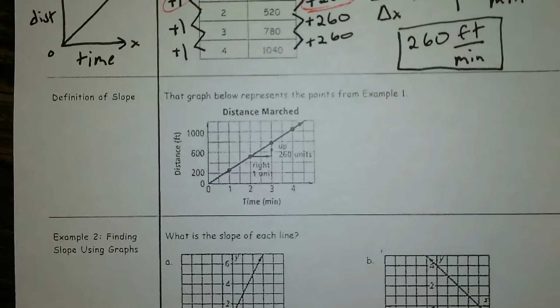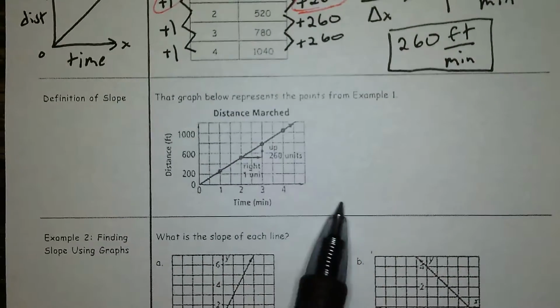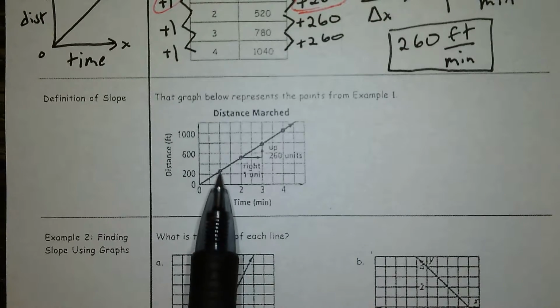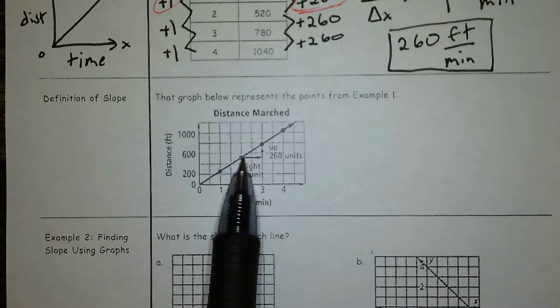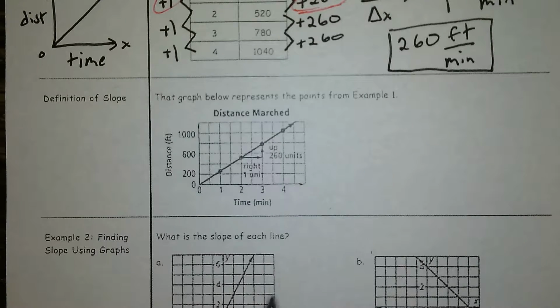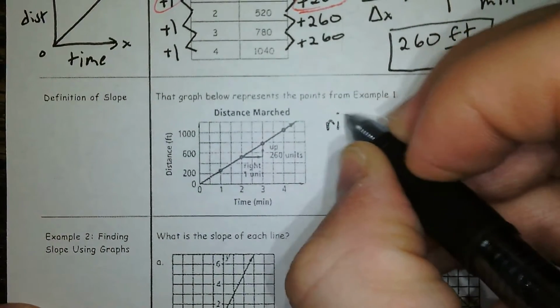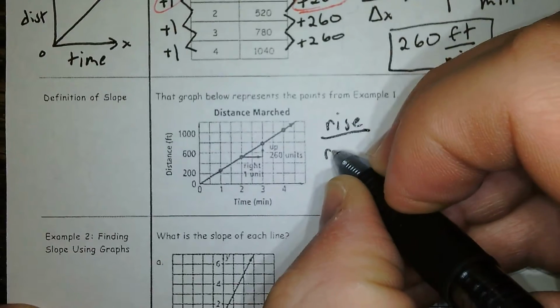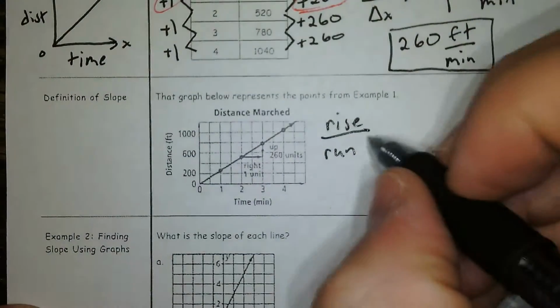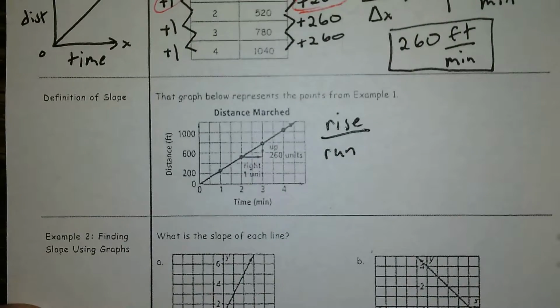So for instance, this graph below represents the points from example 1. So at 1 minute we're at 260, at 2 minutes we're at 520, at 3 minutes we're at 780, and at 4 minutes we're at 1040. So we can also find the rate of change from this. Now this is how we would do that. We would take the rise divided by the run. The rise being my change in y, the run being my change in x.